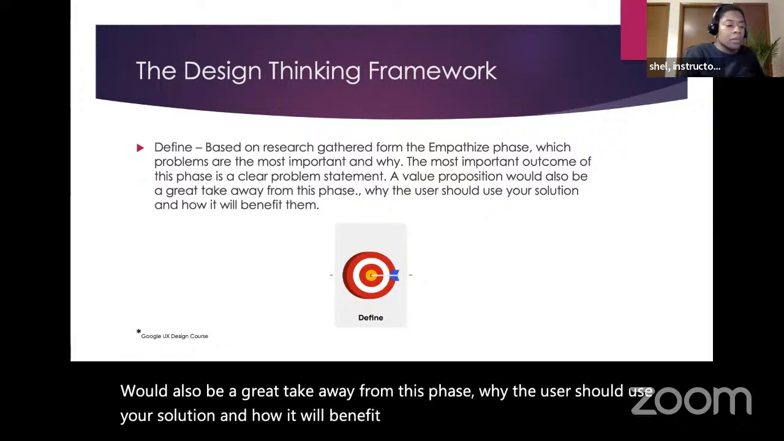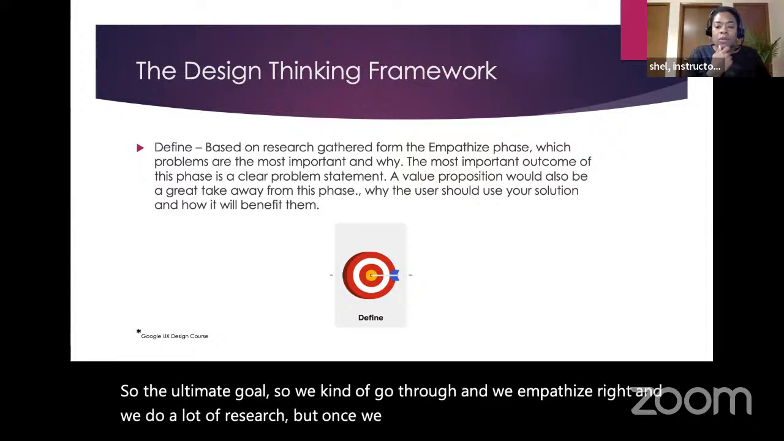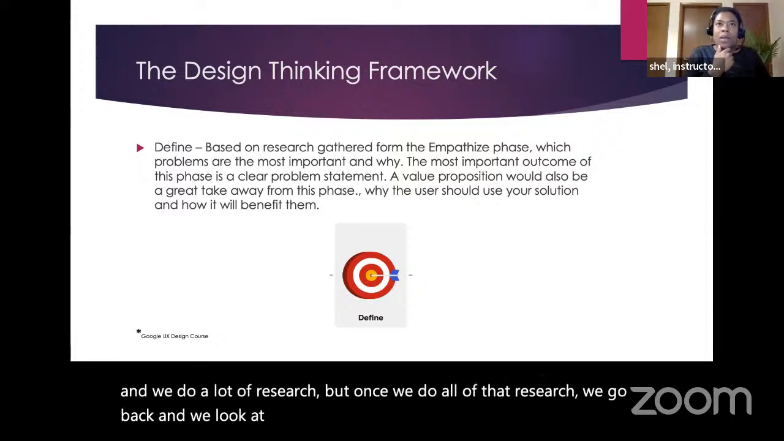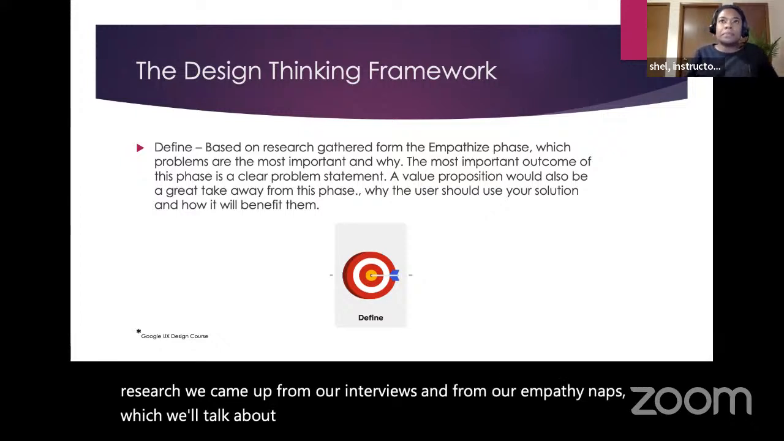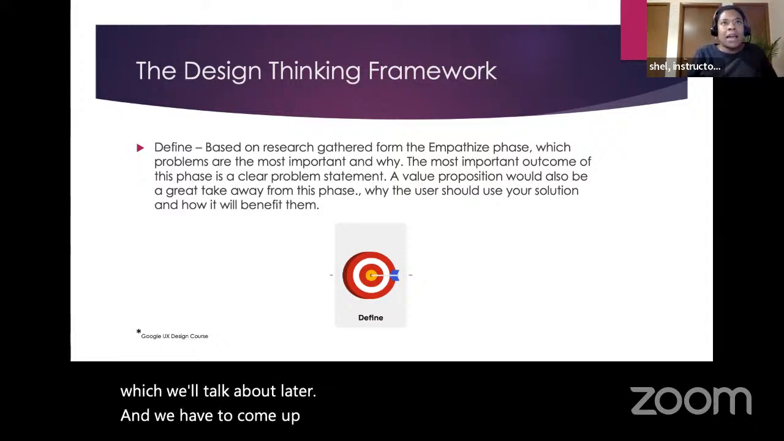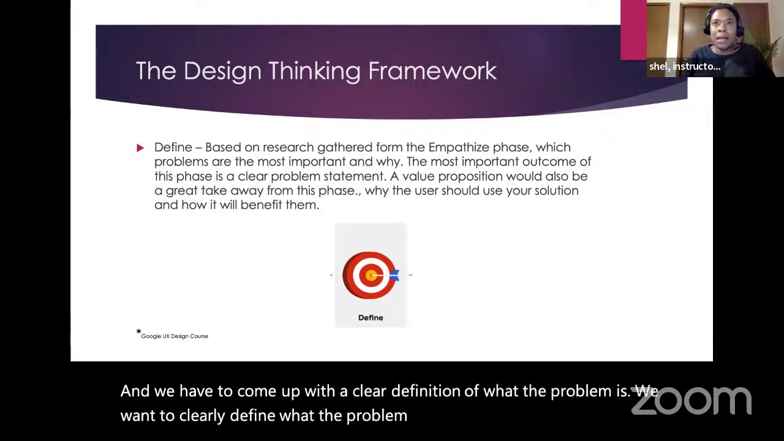So the ultimate goal, we go through and we empathize, and we do a lot of research. But once we do all of that research, we go back and we look at it. During this phase, we're looking at the research we came up with from our interviews and from our empathy maps, which we'll talk about later. And we have to come up with a clear definition of what the problem is. We want to clearly define what the problem is. What's the problem statement? And that's a necessity.